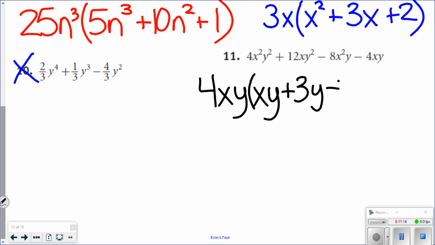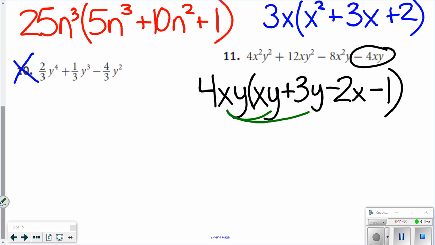8 divided by 4 is 2. I have one x left, and the y is being factored out or pulled out, so it's gone. And then this whole term matches my GCF. 4xy divided by 4xy is 1. And then don't be afraid to take the time to distribute back through, which is multiply it back out and see if we get our original answer.